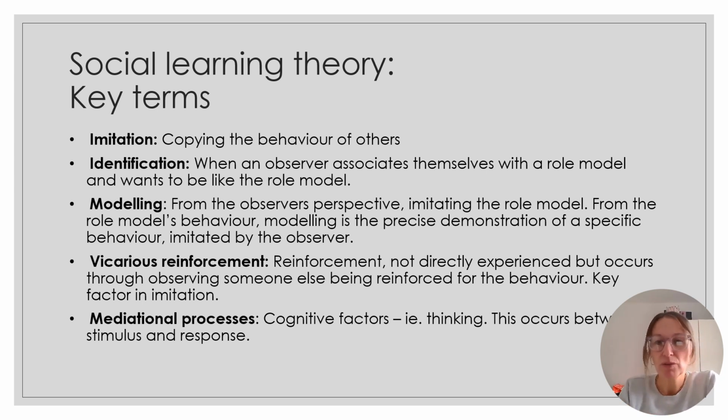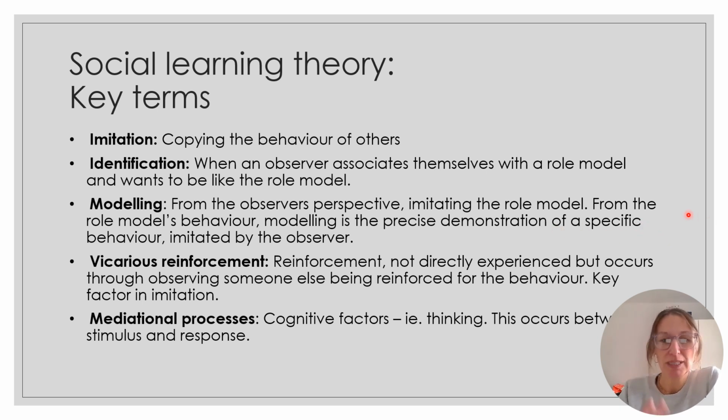Okay, so I'll just read through them, but obviously you can pause this and take this down. So imitation: copying the behaviour of others. Identification: when an observer associates themselves with a role model and wants to be like the role model. Modelling, from the observer's perspective, is imitating the model. From the role model's behaviour, modelling is the precise demonstration of a specific behaviour imitated by the observer. So essentially it's looking at somebody and wanting to be like them, or imitating somebody that you are interested in.